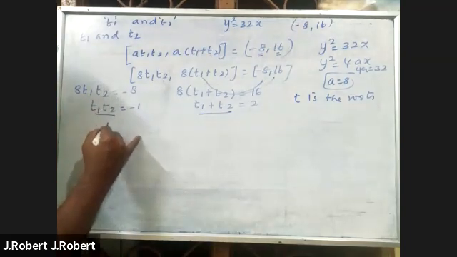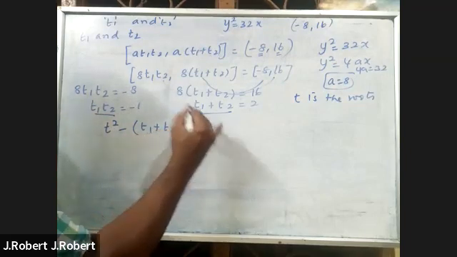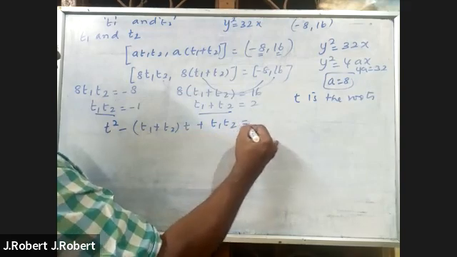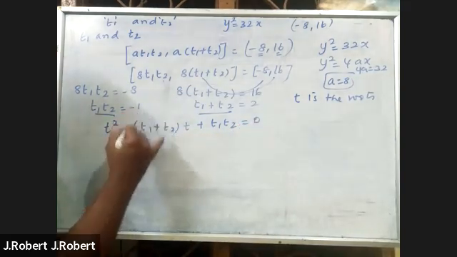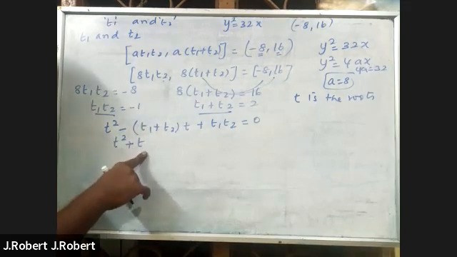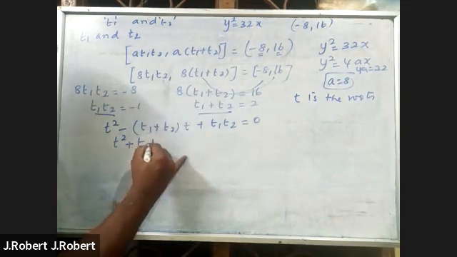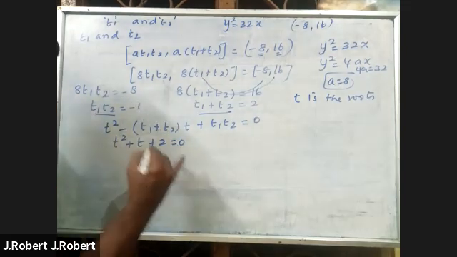First t square minus the sum of the roots t1 plus t2 into t plus t1 t2, the product of the roots, equal to 0. Now I can say t square minus (t1 plus t2) t plus... Isn't it? I can write the equation as t square plus t plus 2 equal to 0. Do you follow? Because its value is -1, so it becomes +1. Now I have to find t, that is, the values of t1 and t2. So look at the value of t.